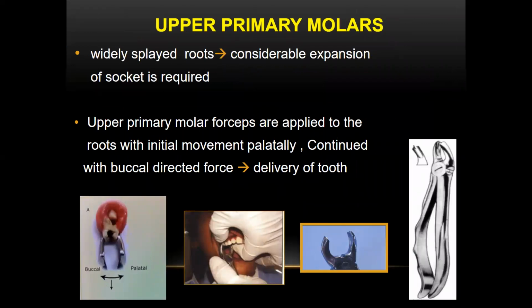and permanent incisors. Upper primary molars have widely splayed roots, so considerable expansion of the socket is required. Upper primary molar forceps are applied to the roots, with the initial movement palatally, continued with a buccally directed force delivered to the tooth. See, palatal, buccal, and fully buccal.